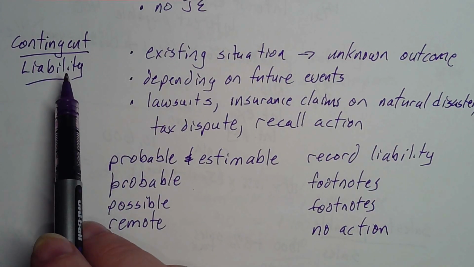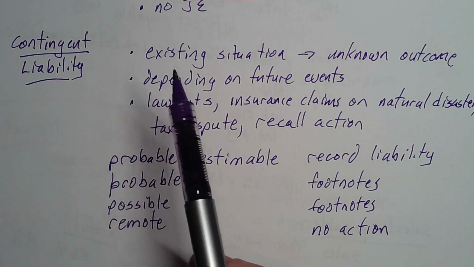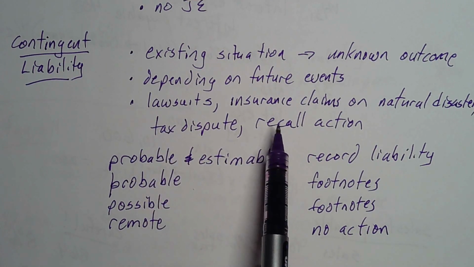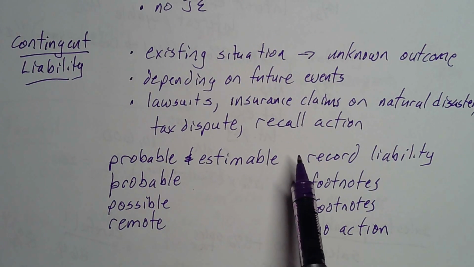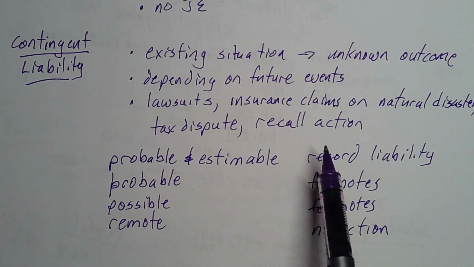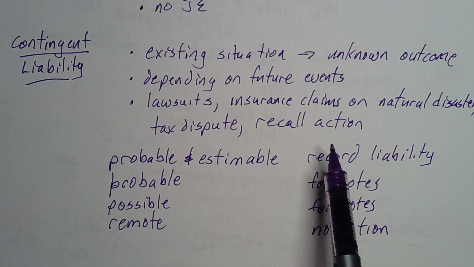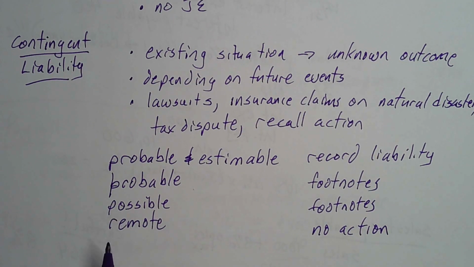So contingent just means it's dependent upon a future event. So things like lawsuits, insurance claims on natural disasters, a tax dispute, a recall, you've recalled something and you don't know how much it's going to hit you in the wallet. So are you required to record a liability? These are kind of broad general terms. These are actually the technical terms we use in accounting. They're, I guess, sort of subjective.